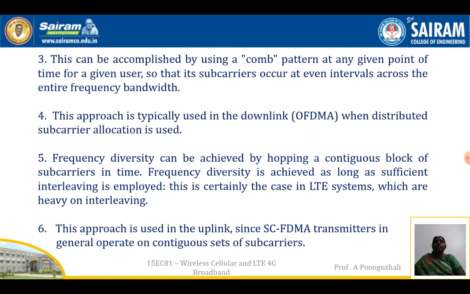So here in this case, OFDMA is going to be mainly used in your downlink transmission when distributed subcarrier allocation is used. The frequency diversity can be achieved by hopping a continuous block of subcarriers in time. So if I want to achieve the frequency diversity, I have to go for frequency hopping. That is, a continuous block of elements are going to be hopped over the time duration.